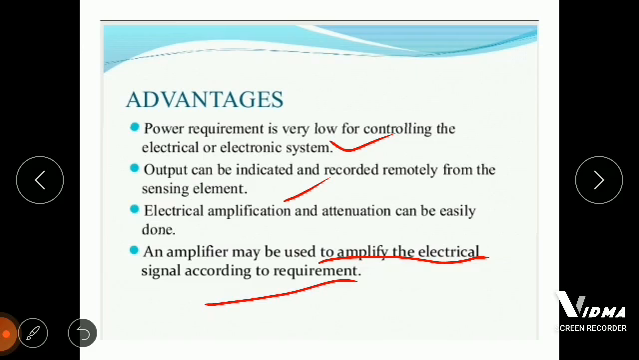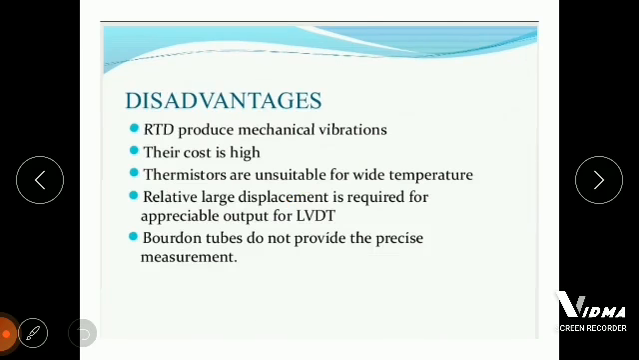Disadvantages also exist for all these kinds of transducers. In RTD, it produces mechanical vibrations, the cost is very high, and thermistors are unsuitable for a wide range of temperatures. In LVDT, the main issue is that a relatively large displacement is required for an appreciable output, and Bourdon tubes don't provide precise measurement.